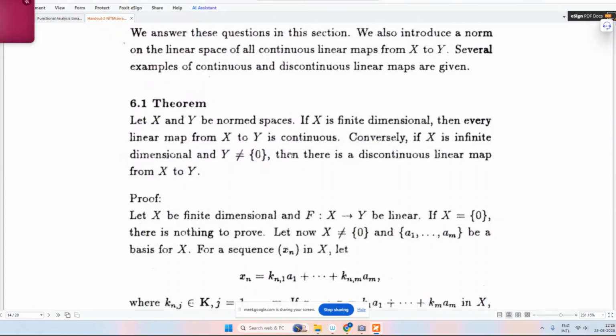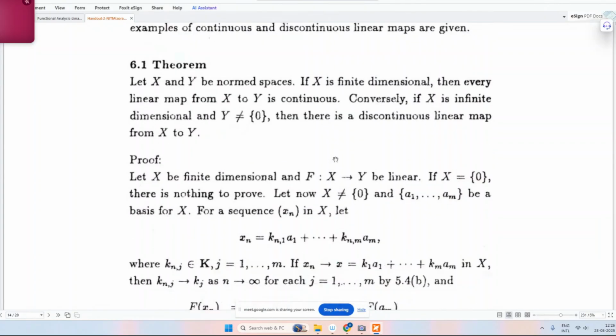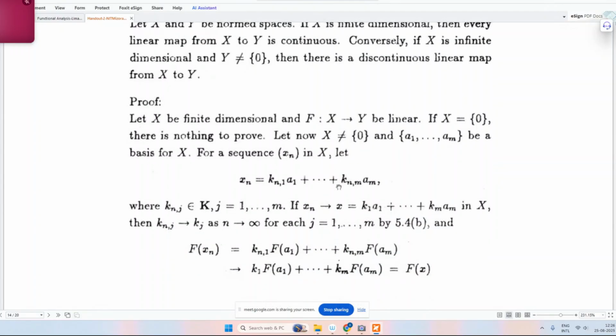So obviously, the question now is, if X is infinite dimensional, and Y is a non-zero linear space, then there is a discontinuous linear map. That means every linear map need not be continuous. So this is the first theorem that we are doing. It's a simple theorem. Okay.